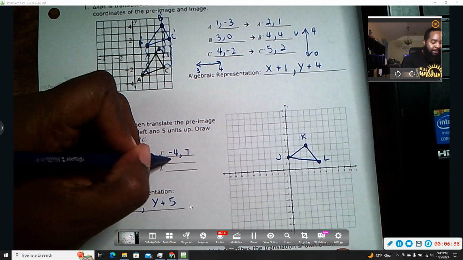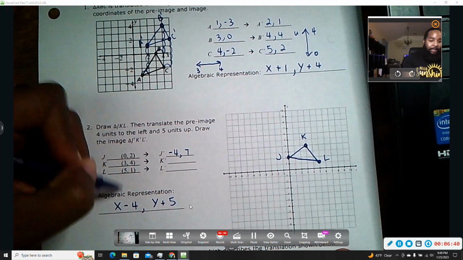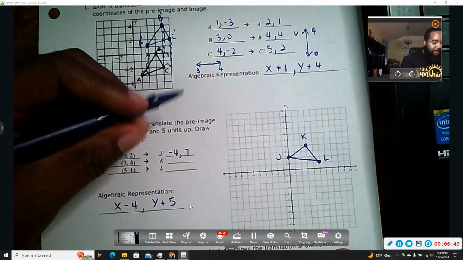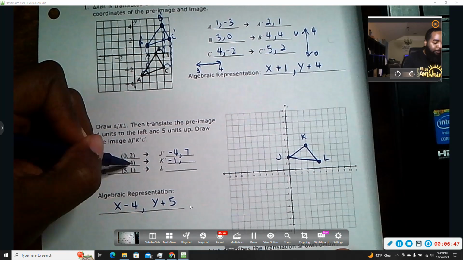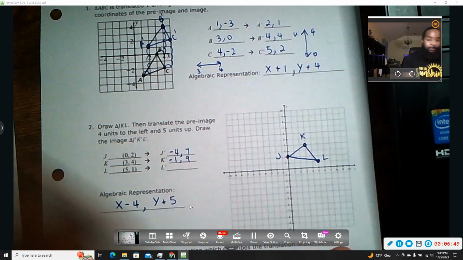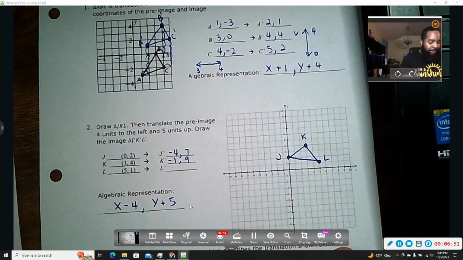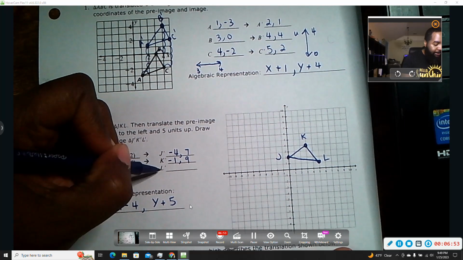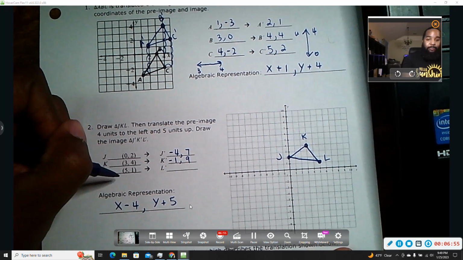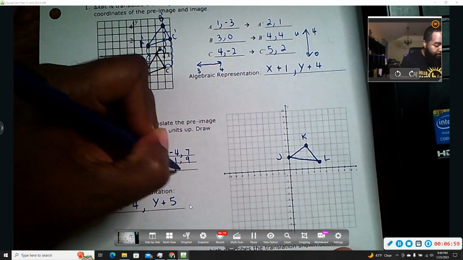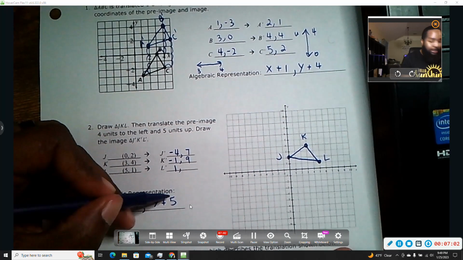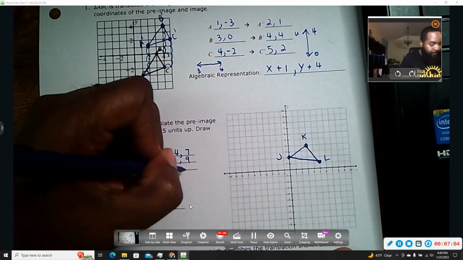And we'll do that again for k. So what is 3 minus 4? Well, that is negative 1. And then we have 4 plus 5, which is 9. Okay? Last point of this shape, we're going to say, well, what is 5 minus 4? And 5 minus 4 is 1. And then 1 plus 5, and 1 plus 5 is 6.